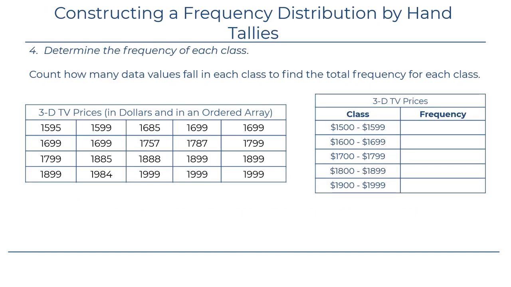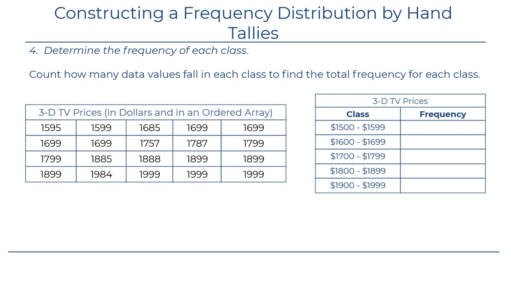Now that we have our classes, all we have to do is determine the frequency. So typically you would do this with an unordered data set. You would just tally in each class as you went along. Now we're fortunate enough to have an ordered array, which means that the values go from least to greatest. So instead, I'm simply going to count.